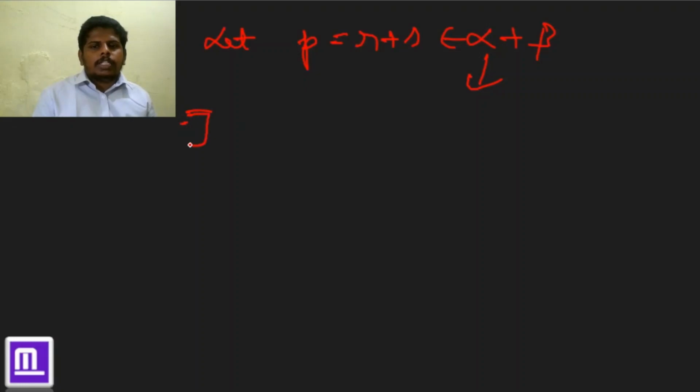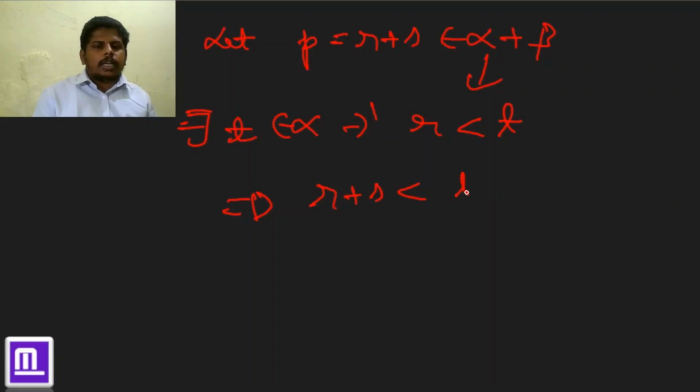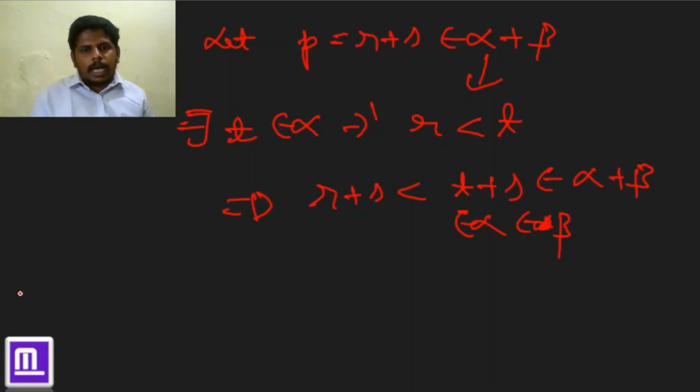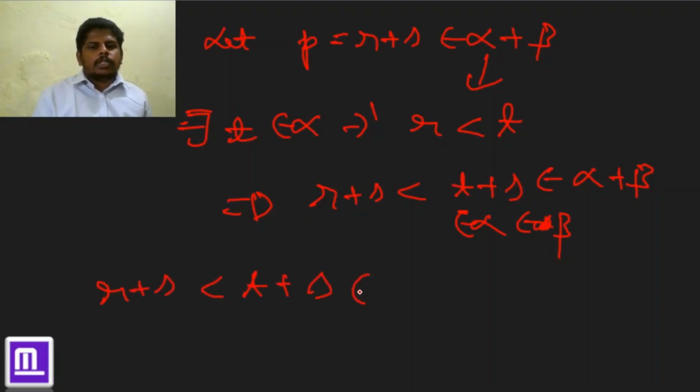So there should be a number t in alpha such that r is less than t. This implies r plus s is less than t plus s, and t is a number in alpha and s is a number in beta. So t plus s belongs to alpha plus beta. If you give us r plus s, we can find t plus s which belongs to alpha plus beta. So clearly the third property is also satisfied.